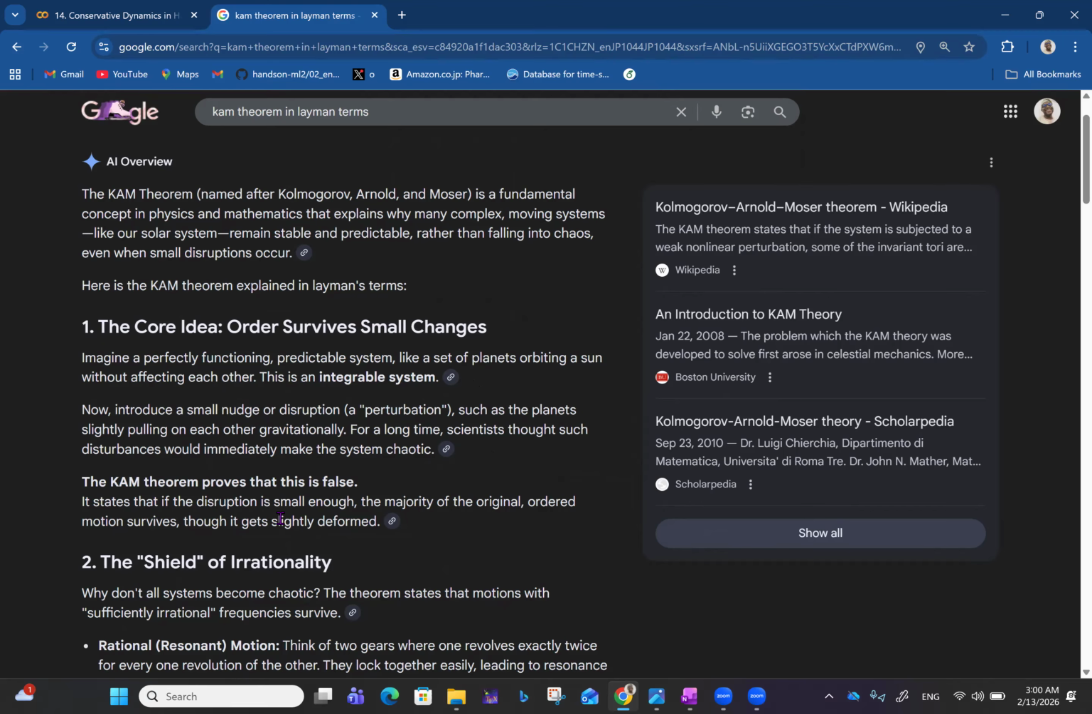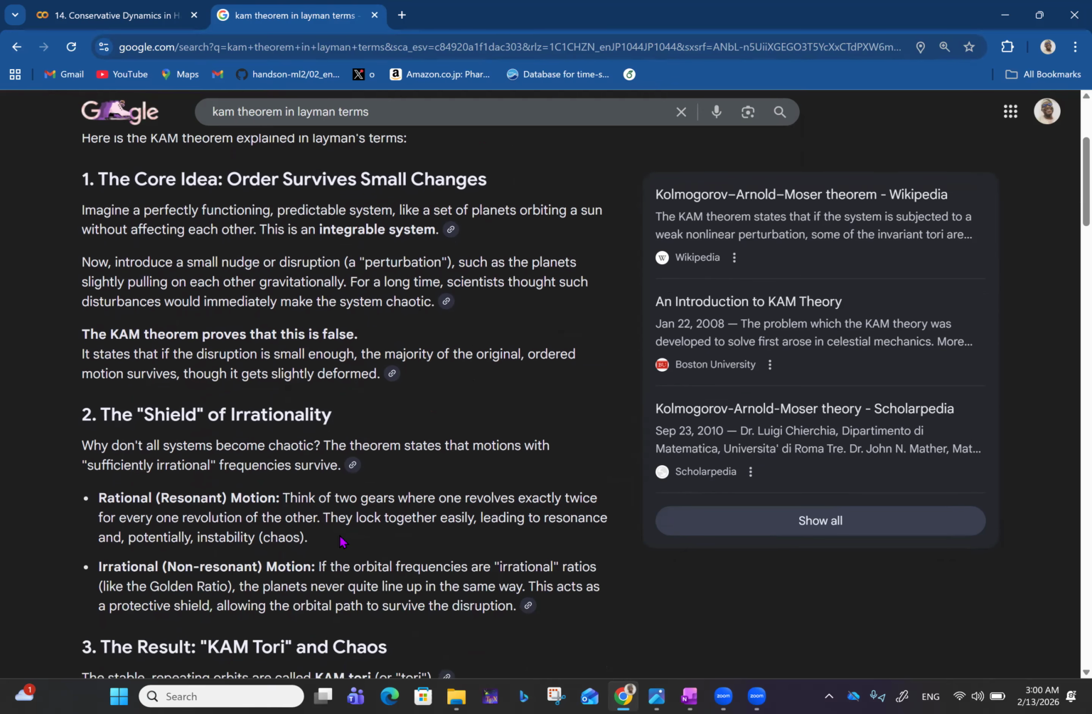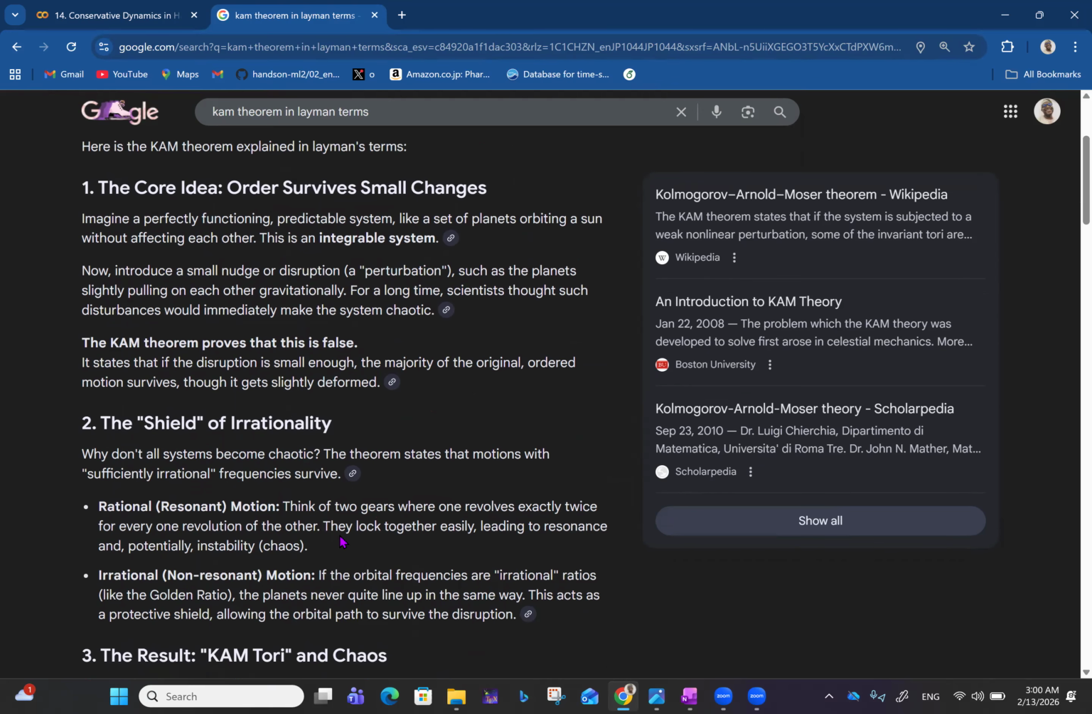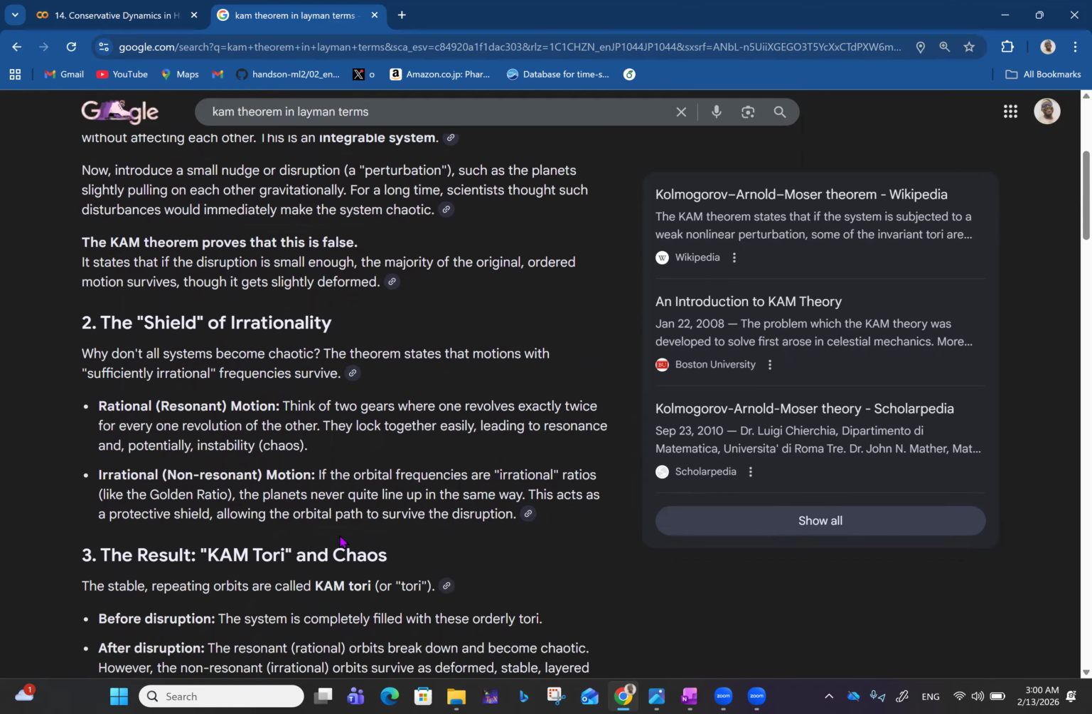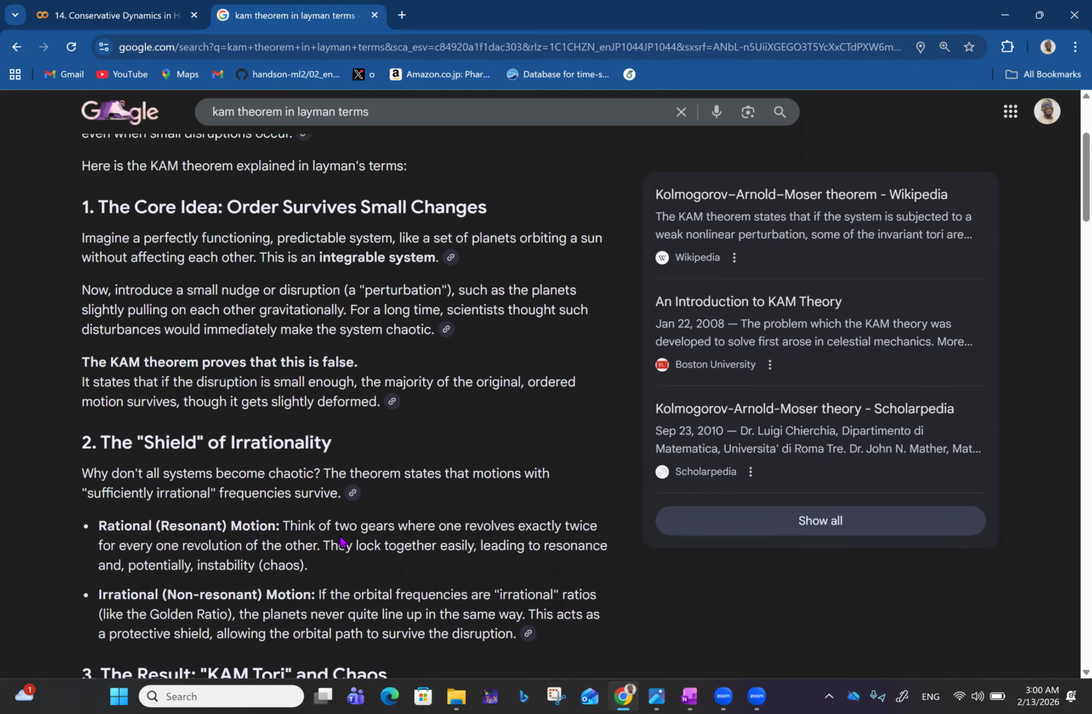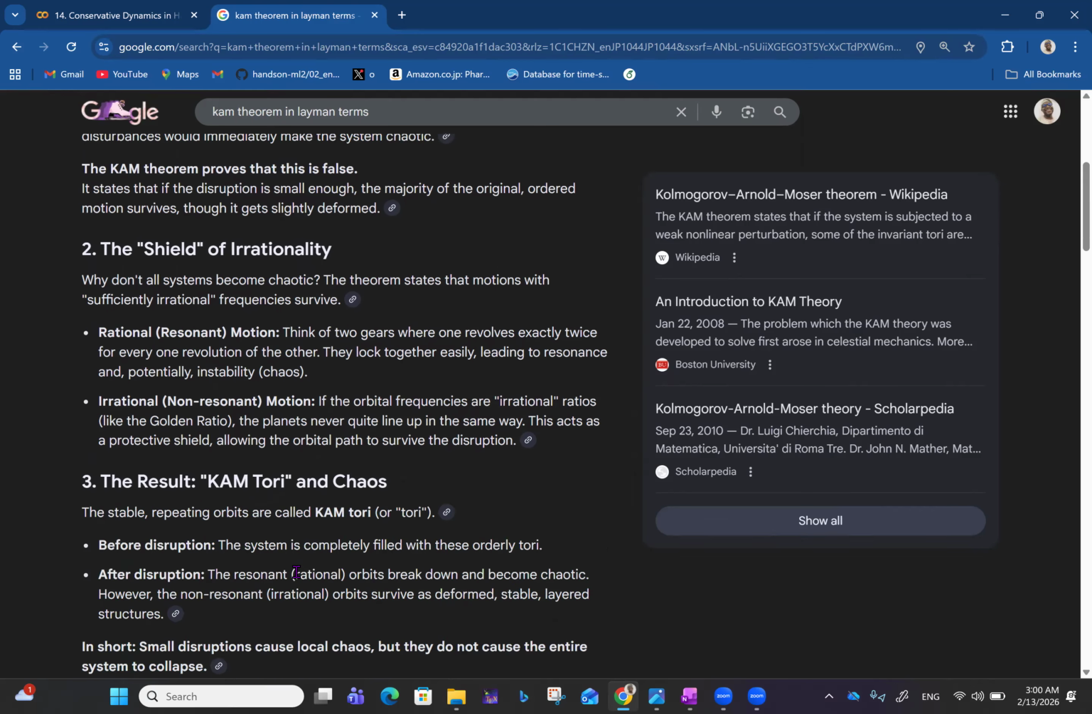It states that if the disruption is small enough, the majority of the original ordered motion survives, though it gets slightly deformed. It doesn't cause any significantly chaotic situation. So, the shield of irrationality. Why don't all systems become chaotic? The theorem states that motions with sufficiently irrational frequencies survive. That's basically the idea.